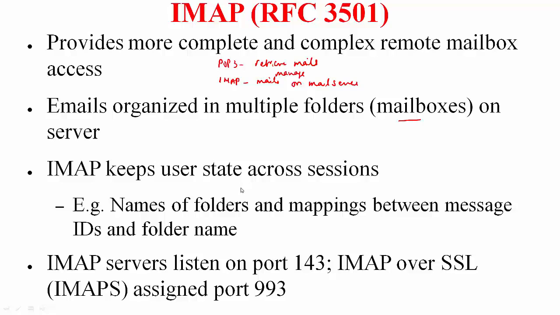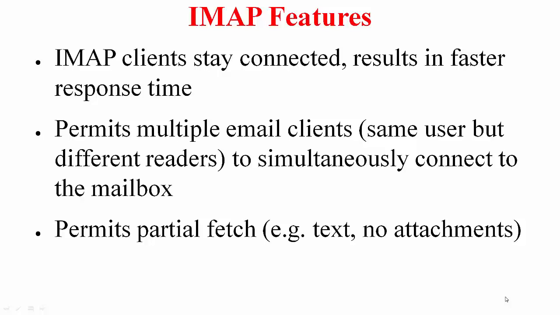Unlike POP3, IMAP maintains user state information across sessions. In fact, that is its strength. For example, this state could be the names of the folders, which messages map to which folder, whether messages have been read, messages have been replied to, and so on. IMAP also uses TCP and it listens on port 143, but if you are using security features, the port assigned is different, that is 993.